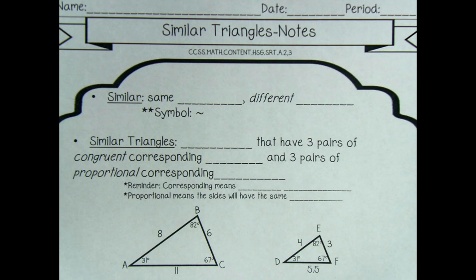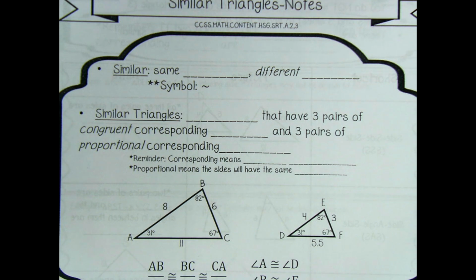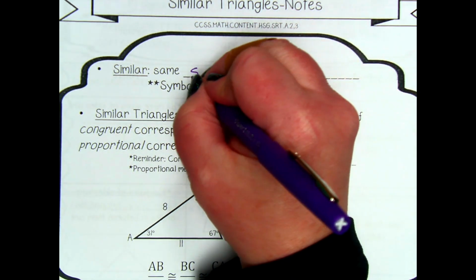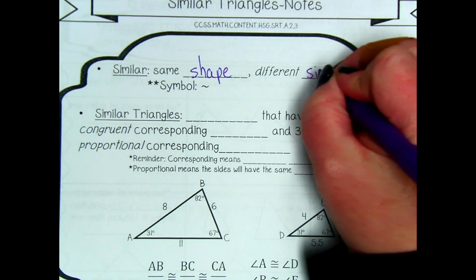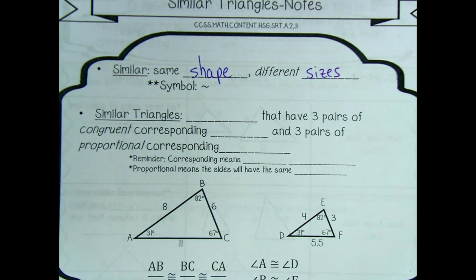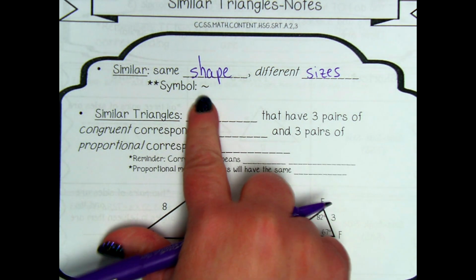So this video is about similar triangles. The last topic we talked about was similar polygons, but now we're going to talk about similar triangles specifically. Remember that the word similar means to have the same shape but different sizes. And that the symbol for similar is that kind of N shape.